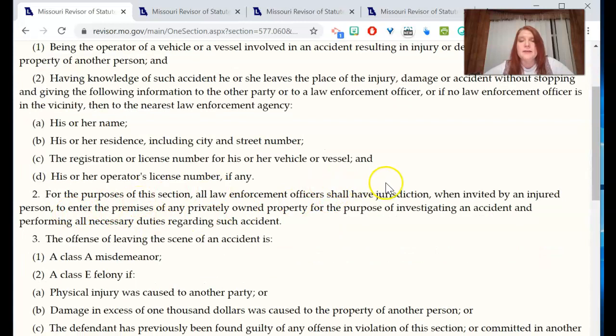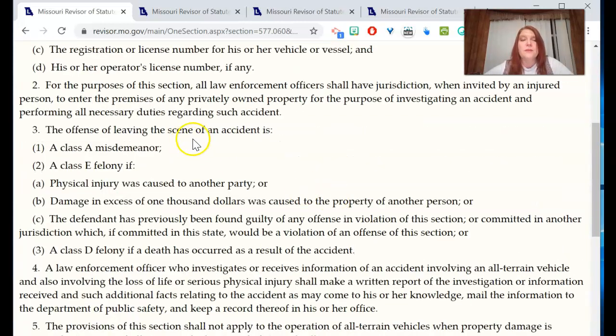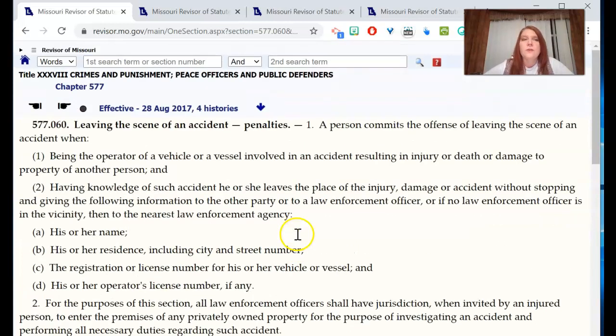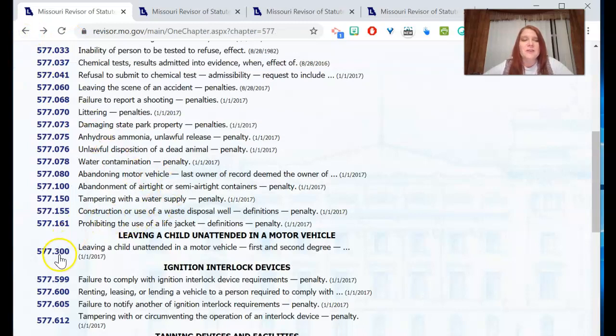And then it says here all the other things that go along with it, and the offense of leaving the scene of an accident, Class A misdemeanor, Class E felony if there was physical injury to the other person or damage in excess of $1,000 to the property, or if you've previously done this before, then it's a felony instead of a misdemeanor. And then a Class D felony if death occurred. So you've got those examples there. Let's look at the last one here.